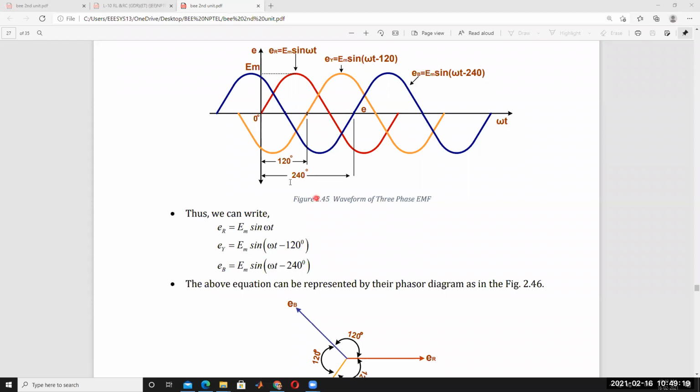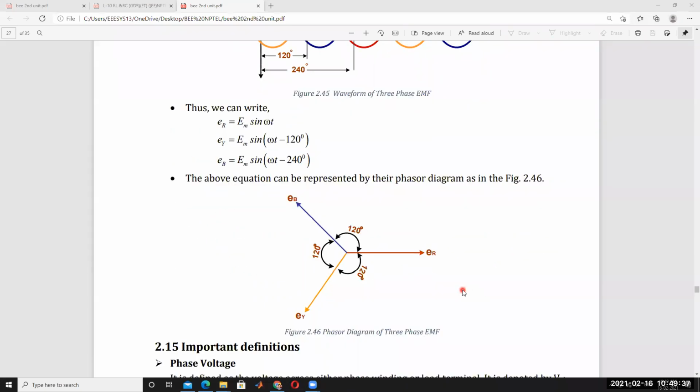All phases are displaced by 120 degrees like this. So the phase difference between these two is 120 degrees, between these two is 120 degrees, and between R and B it is 240 degrees. Understood? The above equations can be represented by the phasor diagram in this manner.